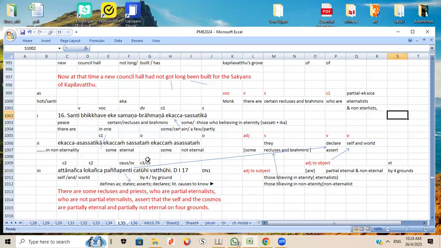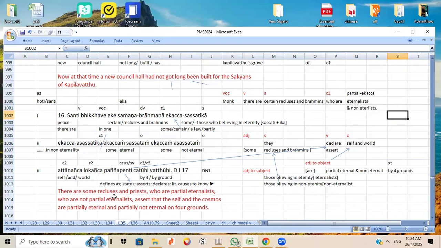Then, can you see? This is extension. Chatuhi, it can be instrumental or it can be appellative. So in this case, chatu is 4. Vatthu is ground. That means by 4 grounds. So that is how the translation is. So our workout justifies everything. Then after you have done everything, you look at the translation.